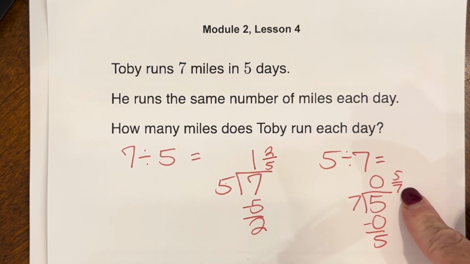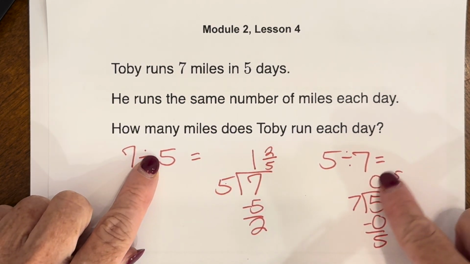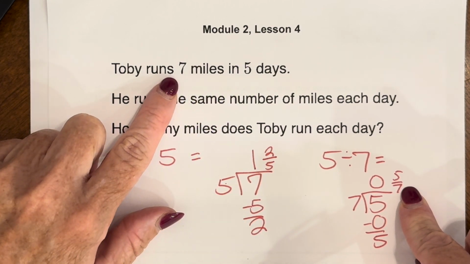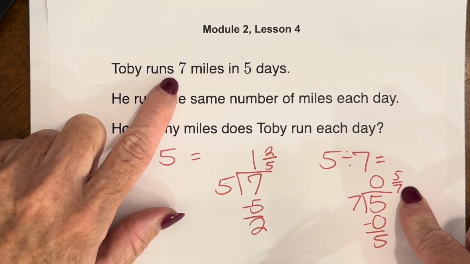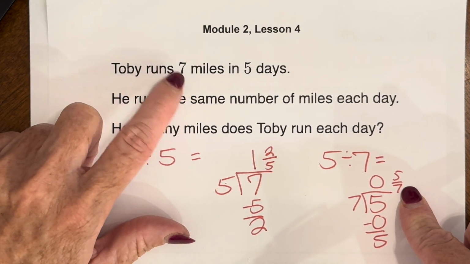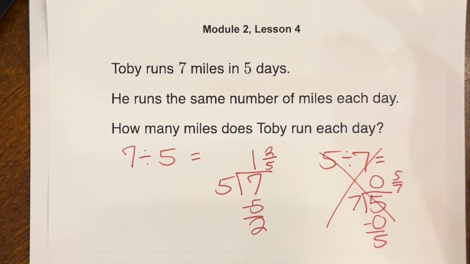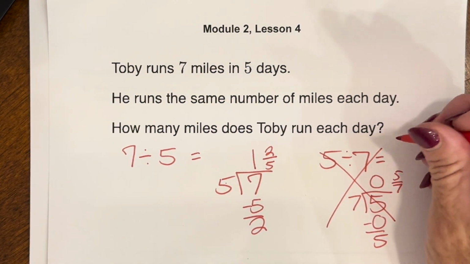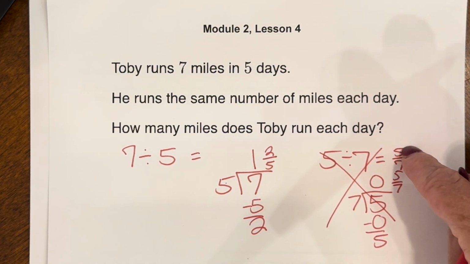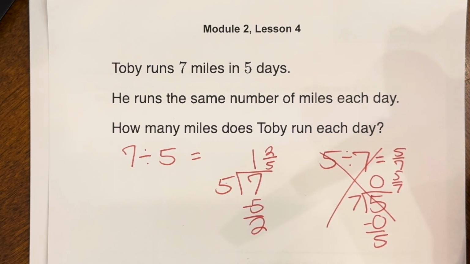Well, this one wouldn't make sense, because if he doesn't even run 1 mile each of the 5 days, is he ever going to end up with 7 miles? No, he has to run more than 1 mile each day to end up with 7 miles. So that one did not make sense. Now, I did all this work, but I might have seen the pattern that I could have just said 5 divided by 7 equals 5/7, because this is also a division symbol right there.